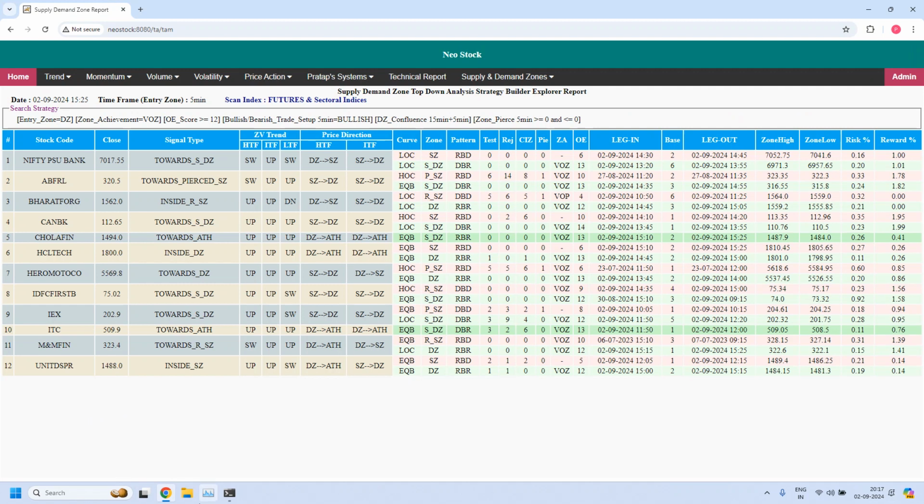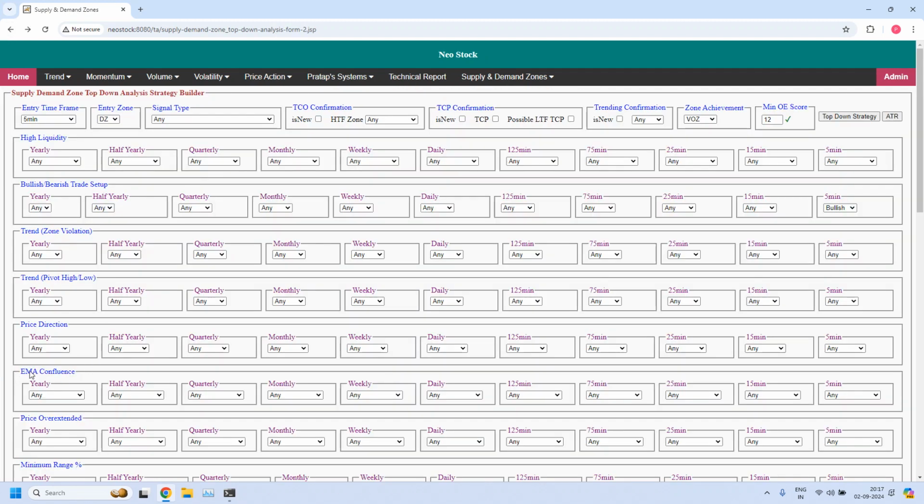In all these 12 stocks, the 15 minute zones are in an uptrend. Let us check if any of these 15 minute zones are having daily EMA confluence. So in the EMA confluence, 15 minutes time frame, I am looking for a 15 minutes demand zone with daily EMA confluence.